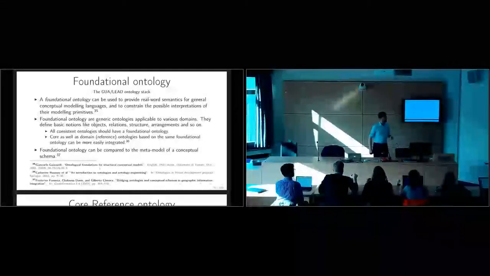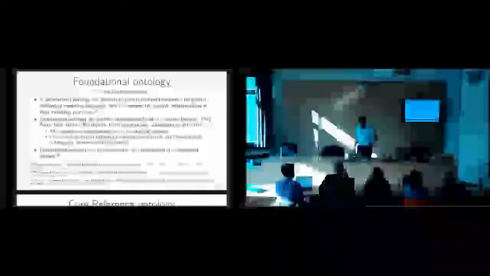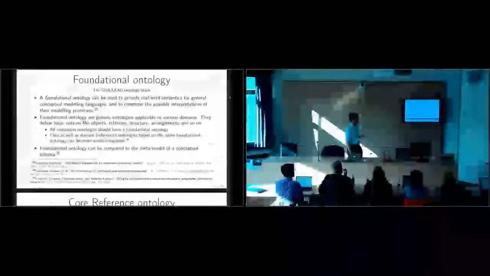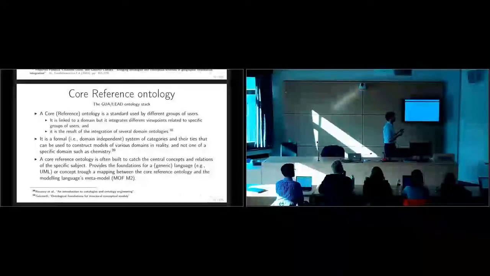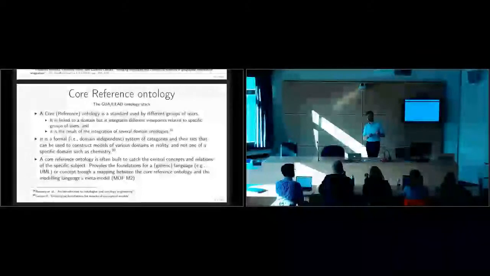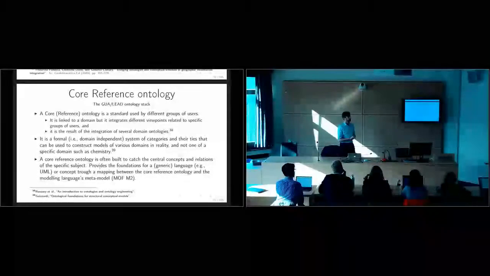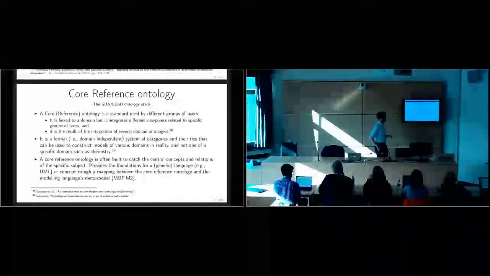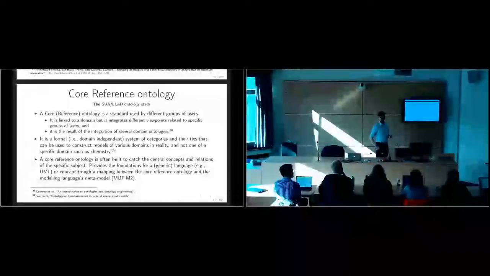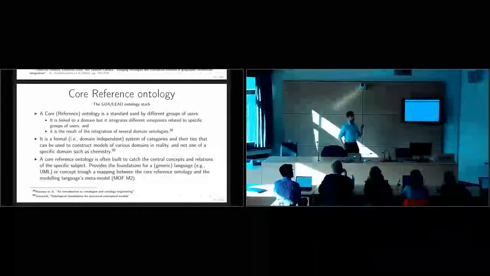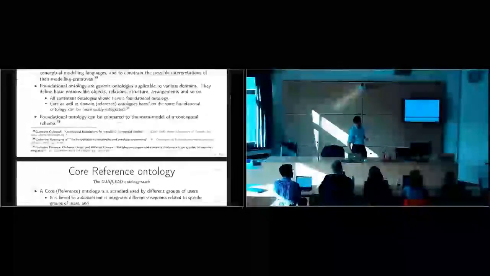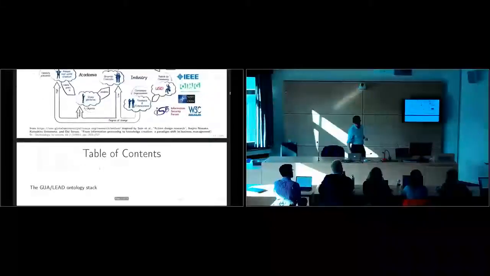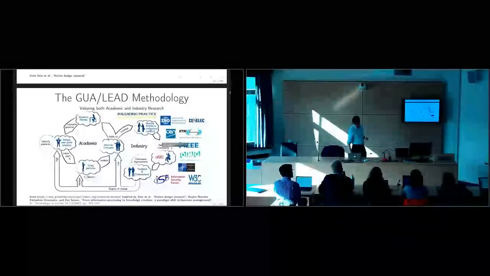Then we reuse the concepts from the foundational ontology again in a core reference ontology. A core reference ontology adds a little more information and is a little more specific. Here you see the word reference appearing. Reference means that it can be used as reference content for other specifications. You've seen the reference content here, in this industry cycle.